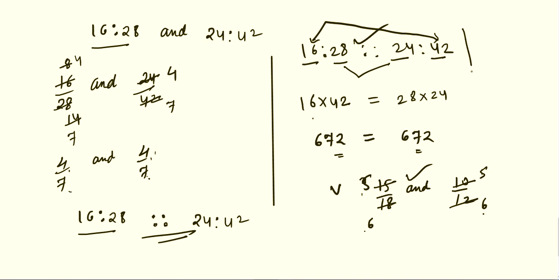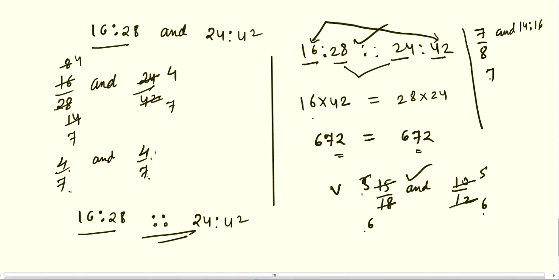The last one is given 7 upon 8 and 14 is to 16. 7 upon 8 will be 7 upon 8. We can't reduce it further. And this 14 is to 16, 14 upon 16. 2 sevens are 14, 2 eights are 16. So we are getting 7 by 8 and 7 by 8. That means they are forming a proportion. Clear? So like this you have to solve question number 1.